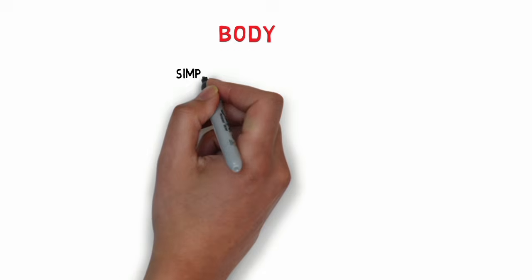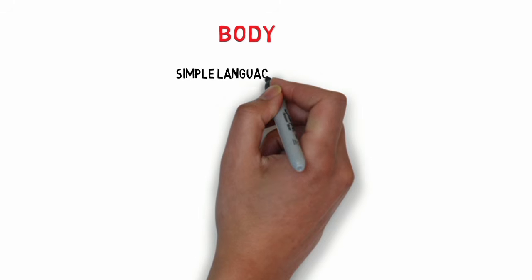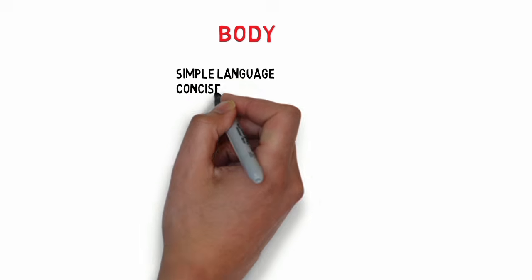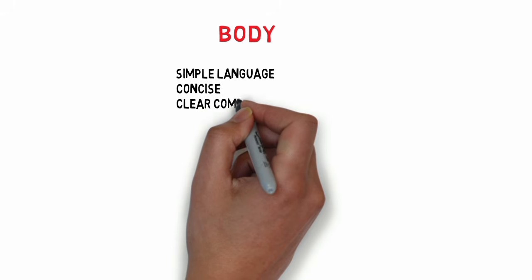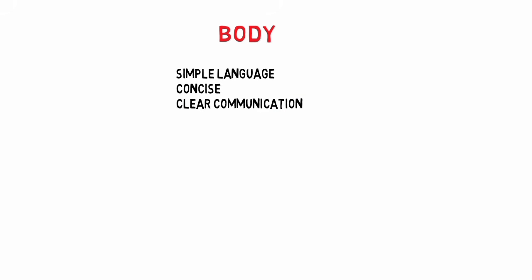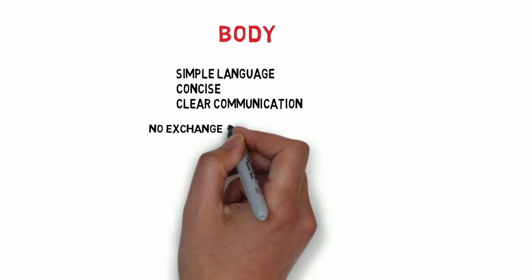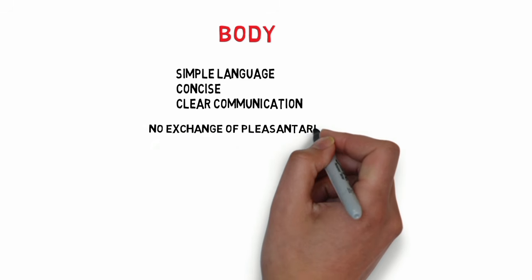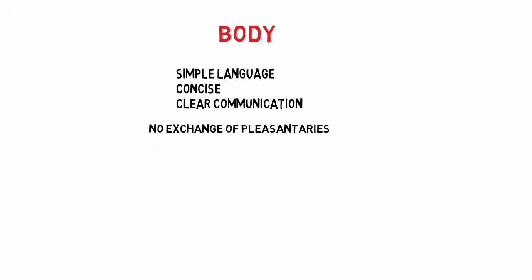The body of a formal letter should always be written in simple language, concise, and should clearly communicate to the recipient the purpose for writing the letter. That is to say, when you begin to write a letter, there is no need for exchange of pleasantries. Just go straight to the point. It is assumed in formal letter writing, after all, that you do not have close ties or personal relations with whoever you are writing the letter to. And so, it is absolutely irrelevant to, for instance, ask about the recipient's health.